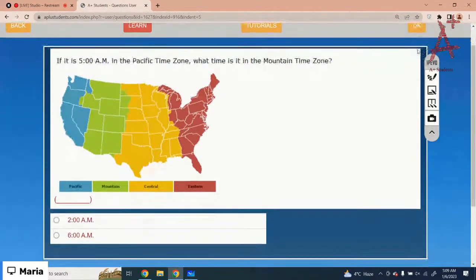Okay, if it is 5 a.m. in the Pacific time zone, what time is it in the mountain time zone? Okay, in Pacific it is 5 a.m. You have to calculate the mountain. The mountain is 1 hour ahead of the Pacific. Got it? So it would be 6 a.m.